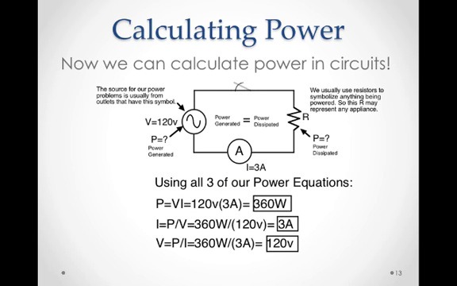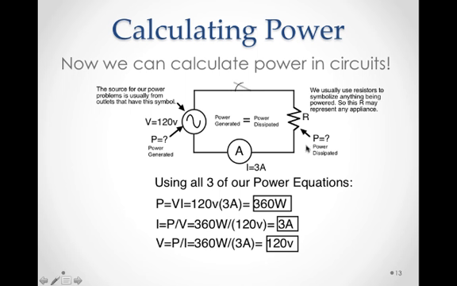So if we're going to calculate power in a particular circuit here, and we know voltage and current, then we could find out the power pretty easily. Voltage times current is equal to 360 watts. And if we knew the power and voltage, we could find the current. And if we knew the power and the current, we could find the voltage.